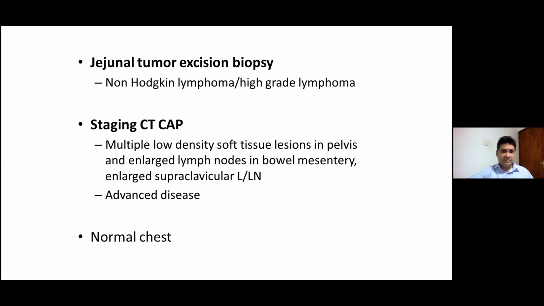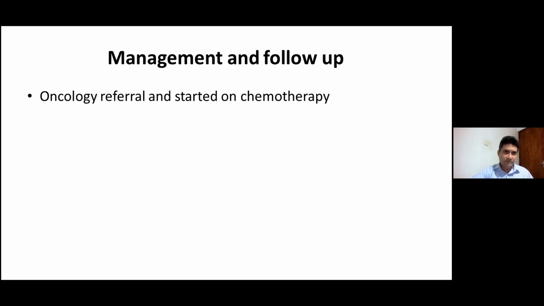Thereafter, we did another CT scan to stage her disease. It was classified as advanced disease with multiple mesenteric and paraaortic lymph nodes. The chest CT was normal. Then we referred her to the oncologist, and currently she has completed a course of chemotherapy, and she's awaiting another CT scan next week. At the moment, she is doing okay.